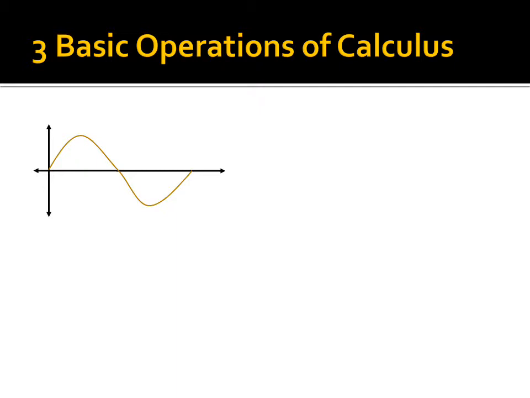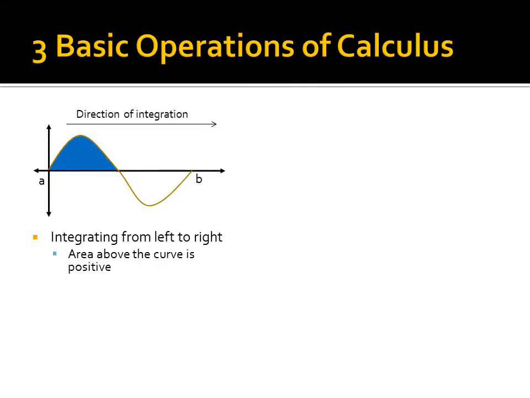Okay, so as I said in the previous slide, in order to take a definite integral, you need a function and you need two boundaries. So we got our function here, and there's our lower boundary, A. It's at the origin. And here's our upper boundary, B. It'll be right there. And since we're integrating from A to B, that means our direction of integration is from left to right. And since we're integrating from left to right, that means the area above the curve is positive. And similarly, the area below the curve is negative.